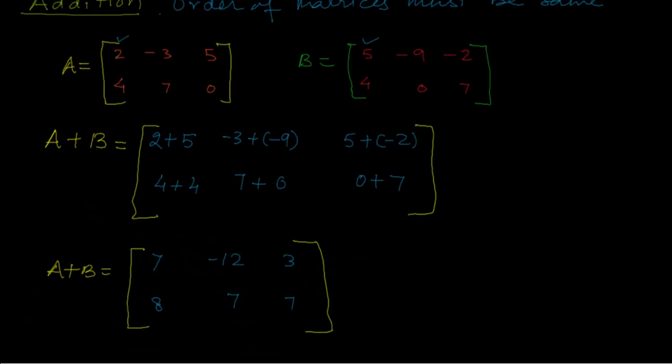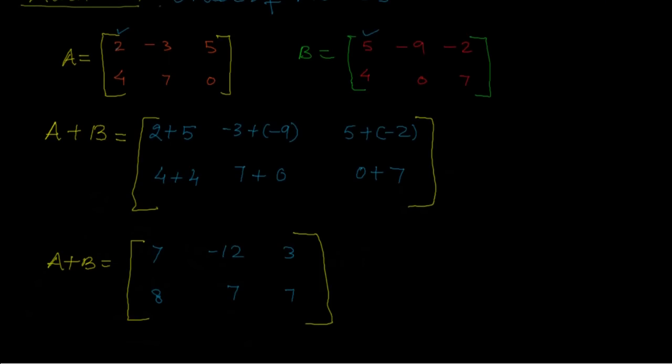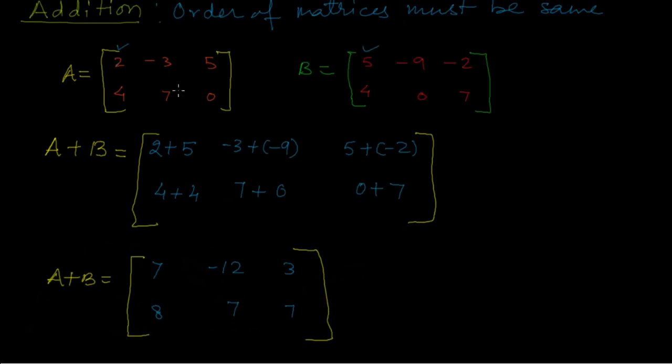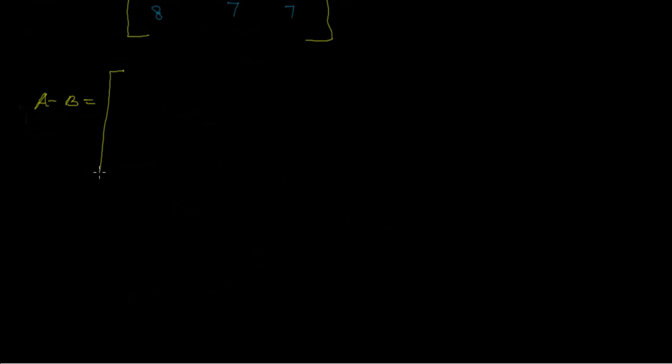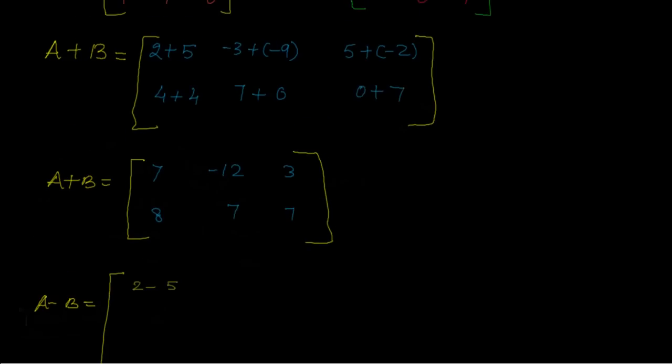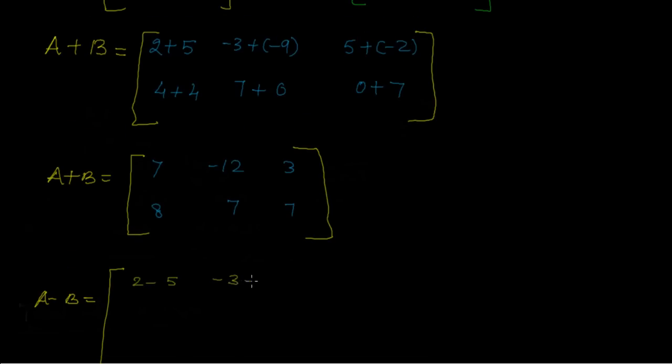And if we have to find A minus B, I explain it through this formula again. We have to find A minus B. So we have 2 minus 5, minus 3 minus -9, 5 minus -2, 4 minus 4, 7 minus 0, 0 minus 7. In this way we will get this. Now we simplify this.